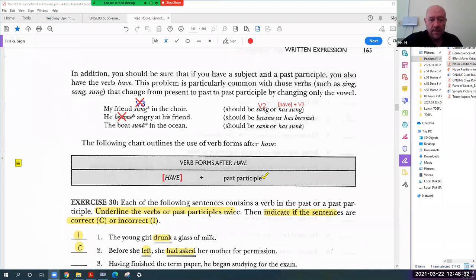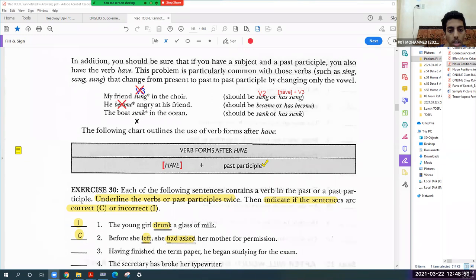Okay, next, let's see. Has everybody in my class spoken? Mohammed, I think you came late. You do the next one. The boat, number 7. The boat sunk in the ocean. Is that verb one? What is it, guys? Verb three. It's verb three. Can I use verb three here? No, we can't. So, I want you to fix it.